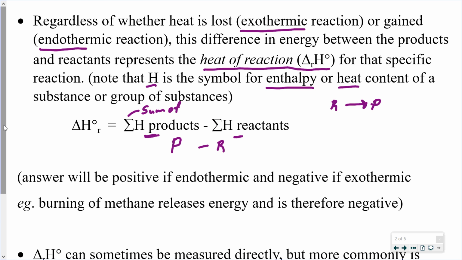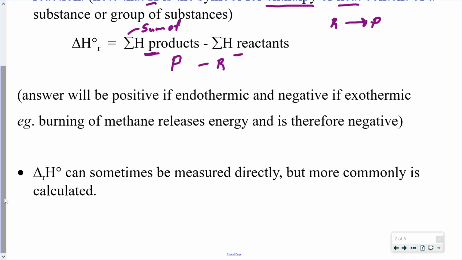So if you end up with a positive answer following your calculations, that means it's an endothermic reaction, energy was added, and there's more in the products than the reactants. If you get a negative answer, that's certainly not wrong. What it means is that energy was released, and that's exactly the example we saw on the first page with the burning of methane. So the delta H heat of reaction can be measured directly, but we're going to do calculations for this using some of the numbers in your data booklet.